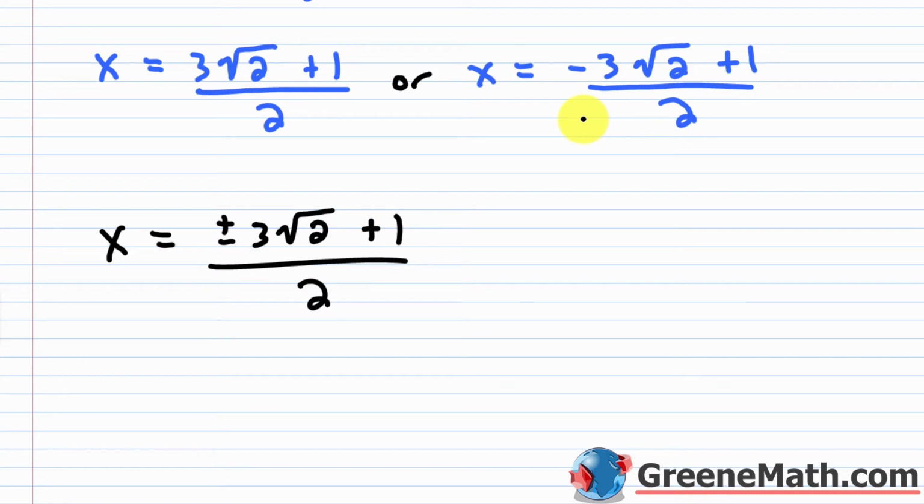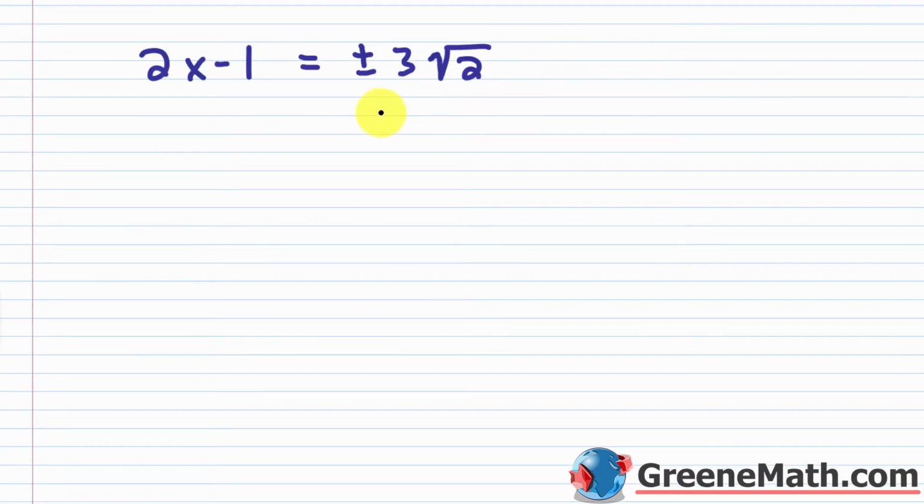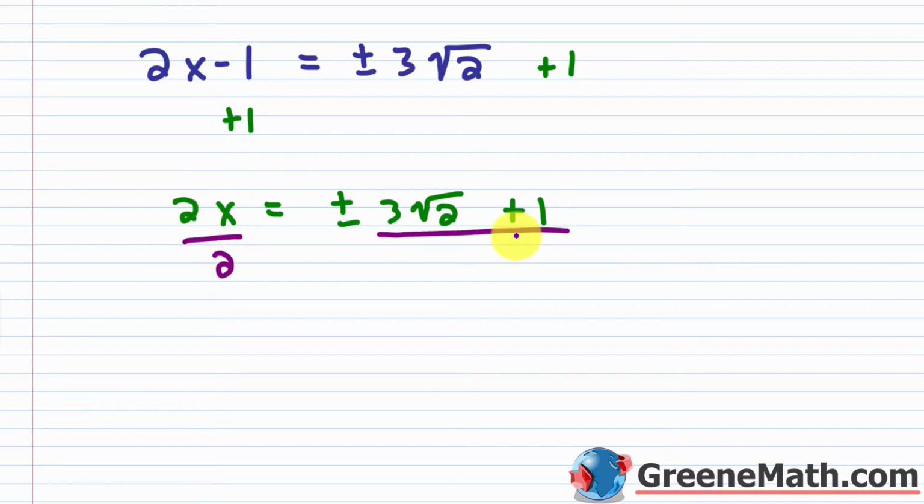And I just want to show you real quick another way to do this. So let's erase all this. I'm going to show you kind of a faster method. So you don't need to split this up into two different equations. You can solve this without doing that. So from here, I can just add 1 to each side of the equation. I would say this is 2x is equal to plus or minus 3 times square root of 2 plus 1. So now if I want x by itself, I can just divide both sides by 2.